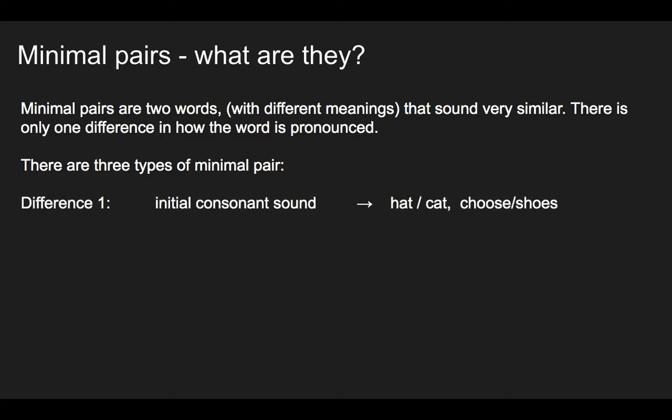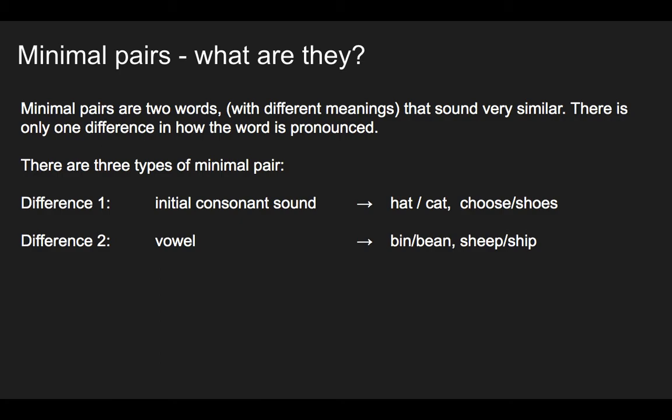Difference one is with the initial consonant sound. So hat and cat, choose and shoes. They sound the same apart from the first consonant. Ha, hat, and k, cat. Choose and shoes. So number one, initial consonant.